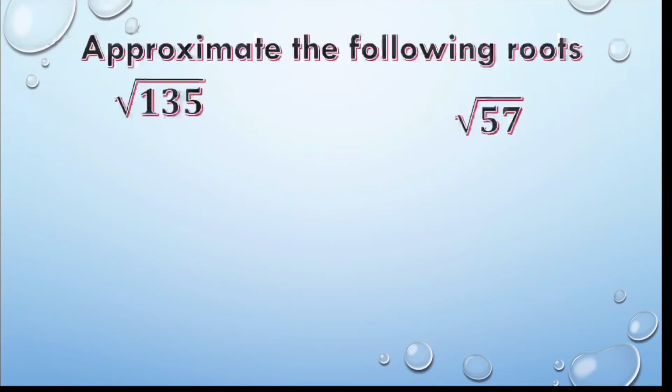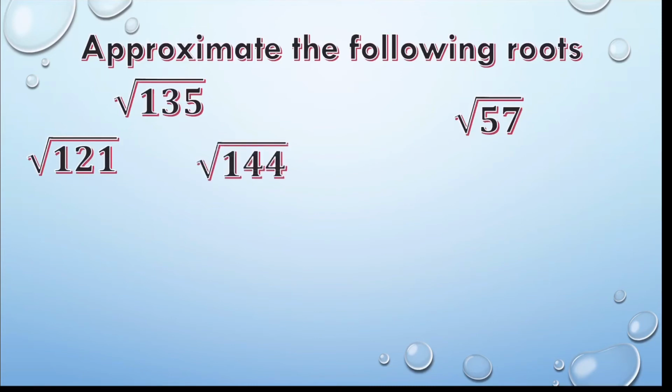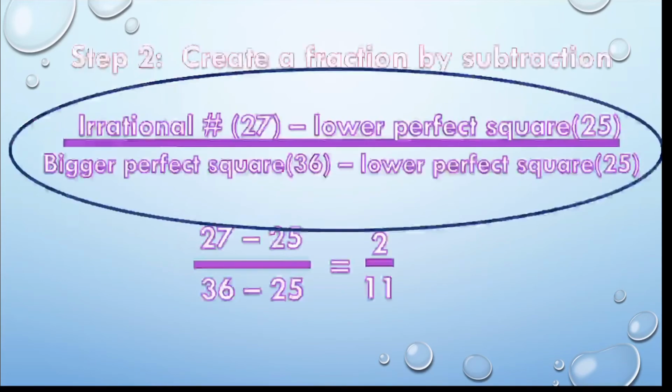So let's look at the square root of 135. So step 1, what 2 perfect squares are they between? 121 and 144. I'm hoping you're realizing the importance of memorizing these square roots. So the square root of 121 is 11, and the square root of 144 is 12.